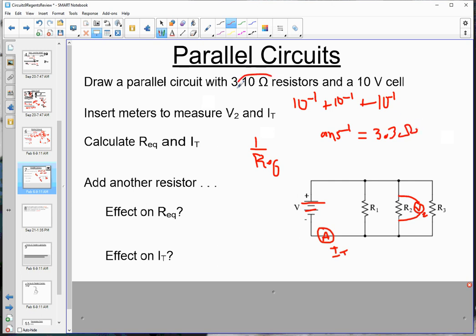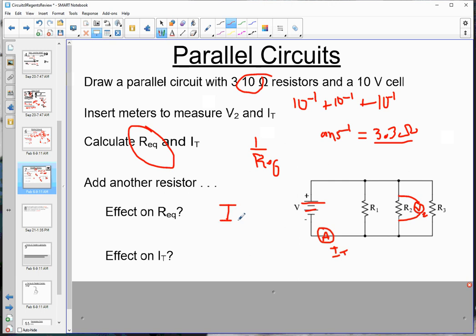Notice you took a bunch of 10 ohm resistors, put them in parallel, and you only ended up with 3.3 ohms, because when you put things in parallel, that tends to drive the resistance down, not up the way it would be in series. So we just calculated the equivalent resistance. That's 3.3 ohms. And we now have to find the total current.